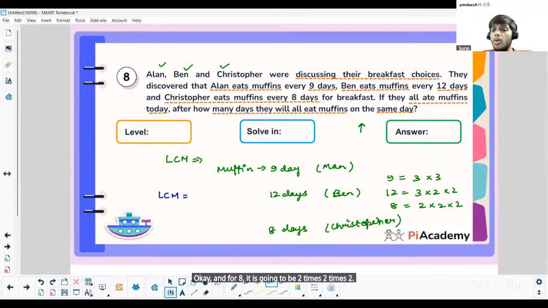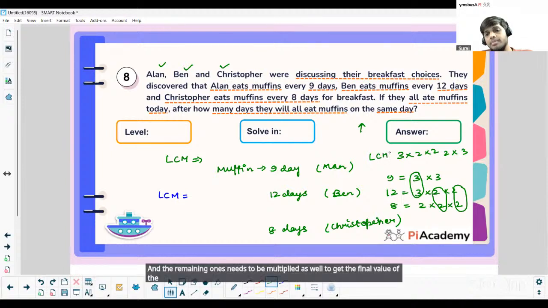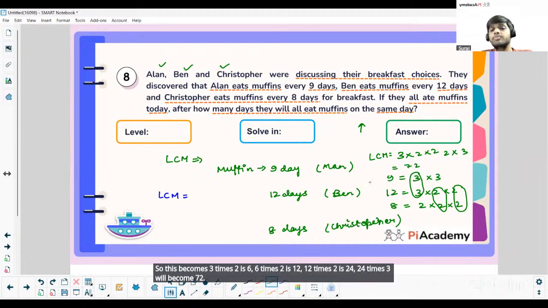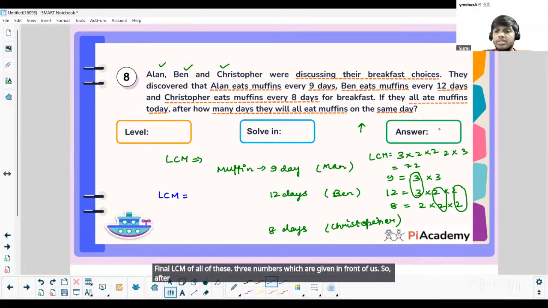Just identify the common factors. We have 3, we have this 2, we have this 2 again. So the common factors are 3 times 2 times 2, and the remaining ones need to be multiplied as well to get the final value of the LCM. So 3 times 2 is 6, 6 times 2 is 12, 12 times 2 is 24, 24 times 3 will become 72. That is why 72 is the final LCM of all of these three numbers. So after 72 days, they are going to eat the muffins together.